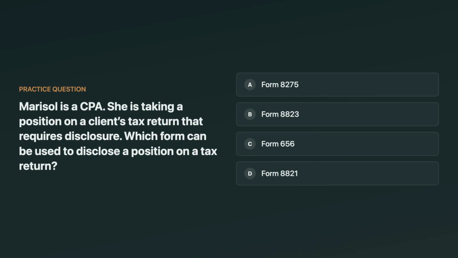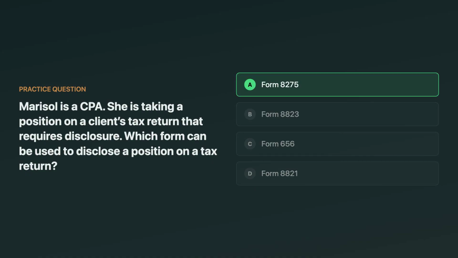Marisol is a CPA. She is taking a position on a client's return that requires disclosure. Which form can be used to disclose a position on a tax return? The options include Form 8275 and a few unrelated forms like 8823, 656, and 8821. Think about it.